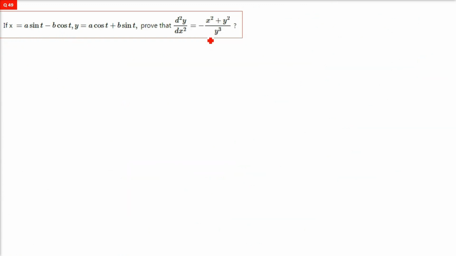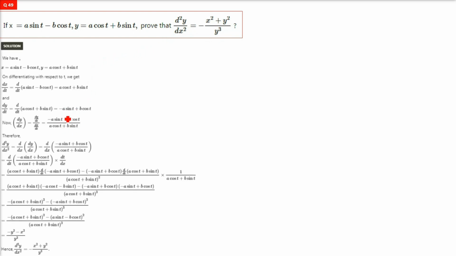x is equal to a sin t minus b cos t. y is a cos t plus b sin t. We have to prove that d2y by dx2 is minus (x square plus y square) by y cube. Now there will be certain differentiation, but this is quite an easy differentiation, because when we do this, a, x and y will definitely come again. Here x is equal to a sin t minus b cos t. dx by dt is what? It's a cos t, and minus b cos t gives minus sin t, so I'm making it plus.